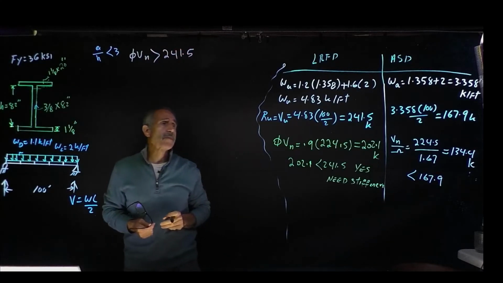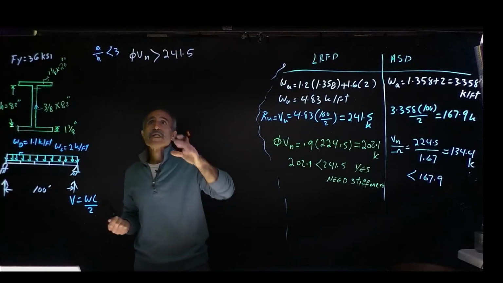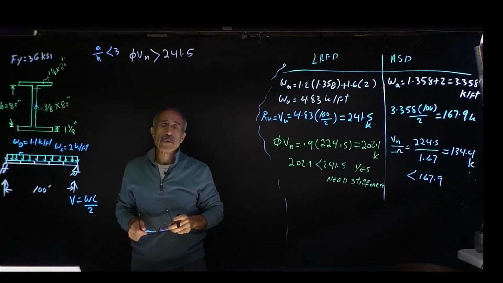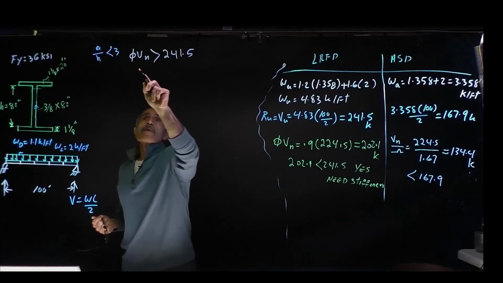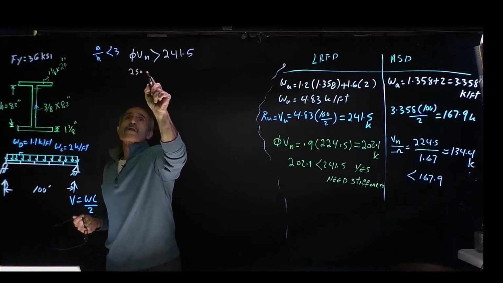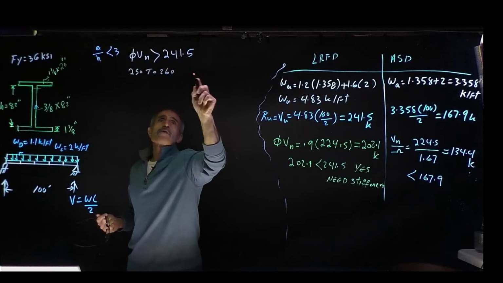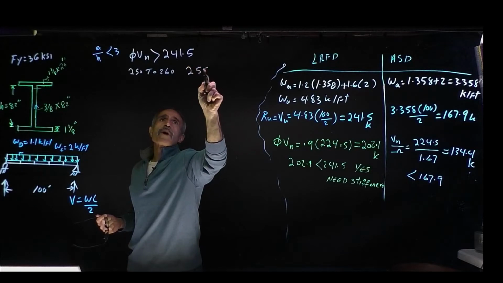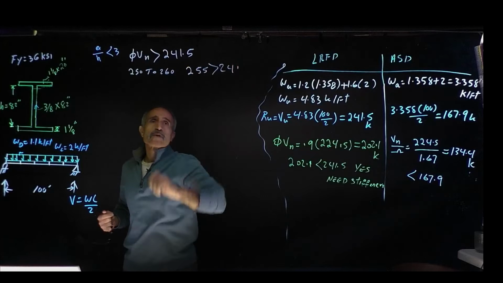Okay, not a problem. So now we have that. So what number should we have here to be bigger than 241.5? Well, how about 250 to 260. That's bigger than 245. Let's say 255. Okay, 255 we want, which is bigger than 241. That means phi times Vn is equal to 255.